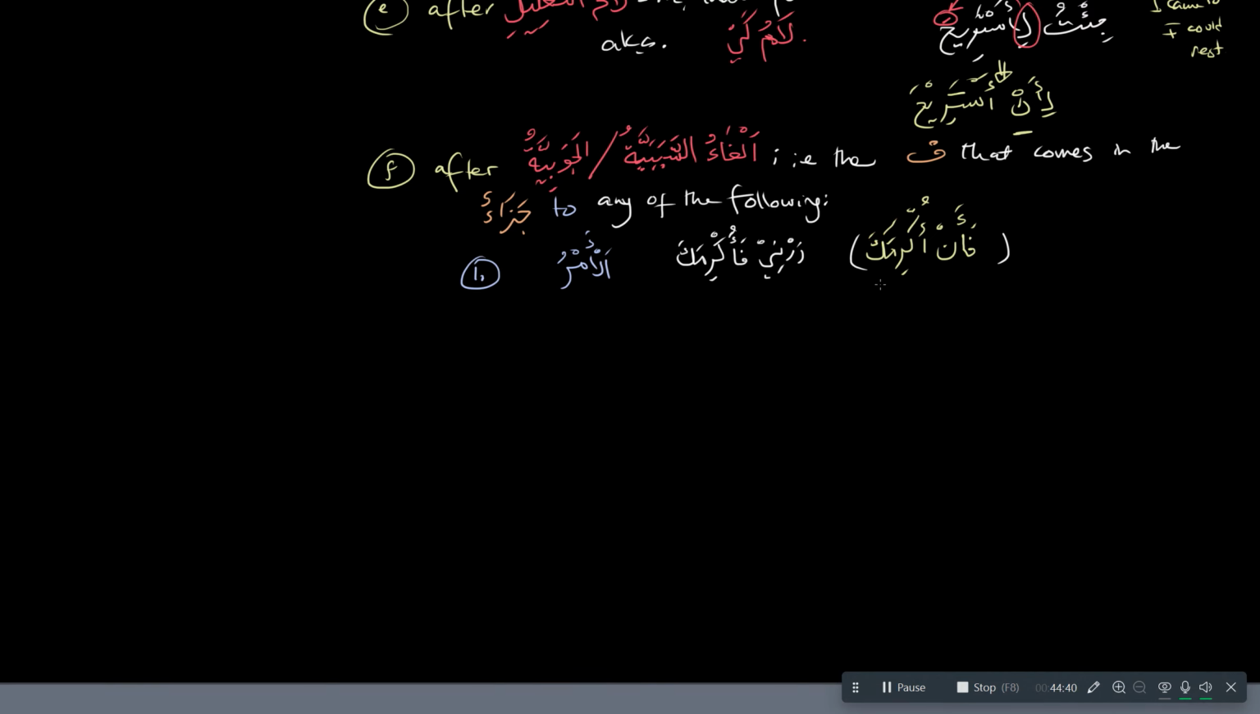Okay, so there's a hidden an here. There's a hidden an over here. Fa'an. Okay, so this is amr, ukrimni, because it says ukrimni. Visit me so that I treat you hospitably. Okay, so this means, like, visit me.